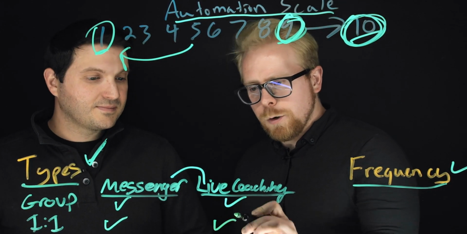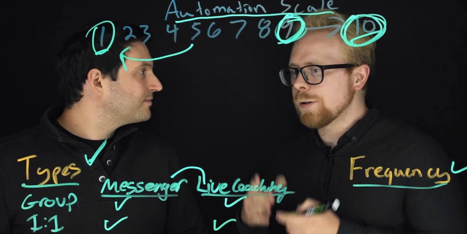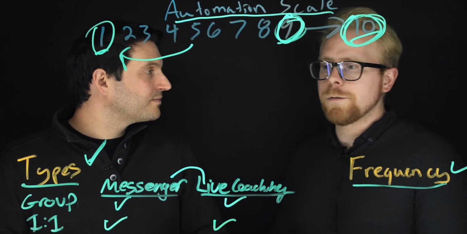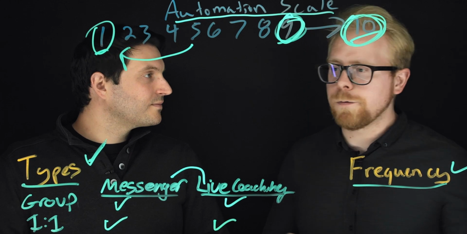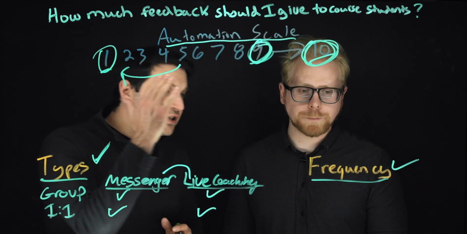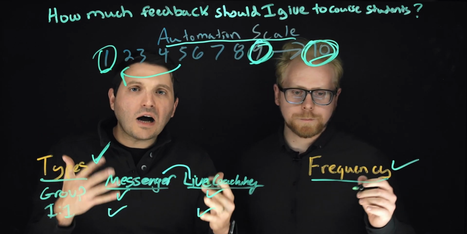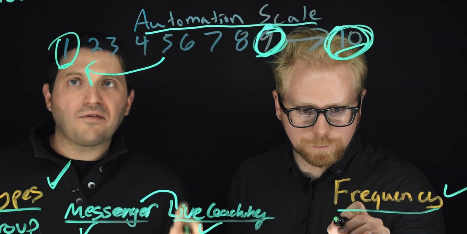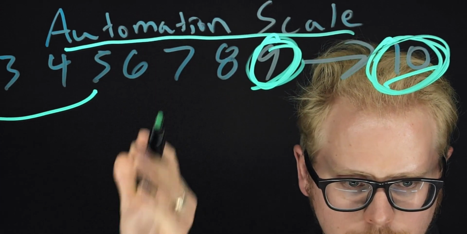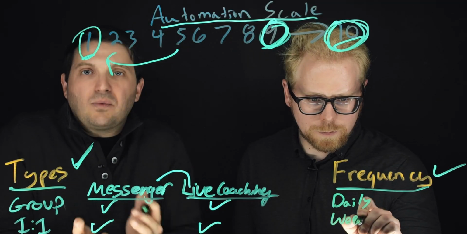Exactly. And then there's live coaching. So same thing, you could actually meet with them in person and do the live coaching. You can do live coaching via video, one-on-one. So let's jump into frequency. How often should I do coaching? If I'm on the 1, if I'm a 4, if I'm an 8, if I'm a 10, what's the frequency? What does it look like?